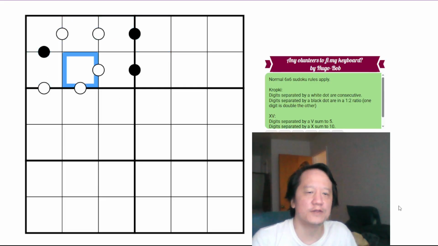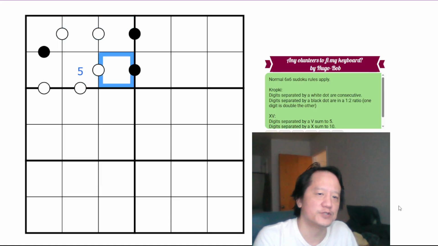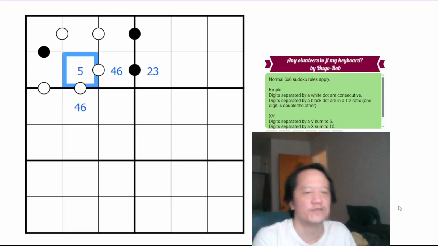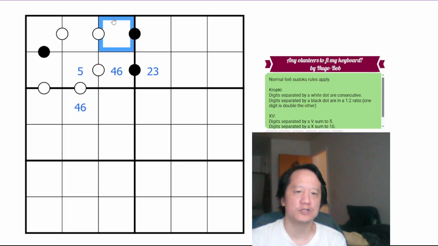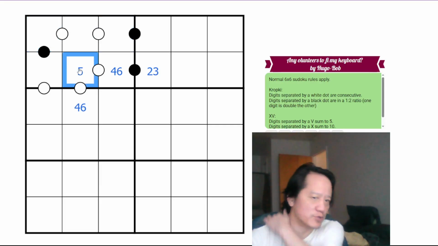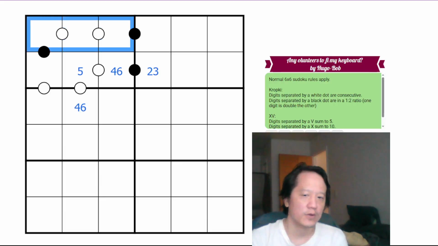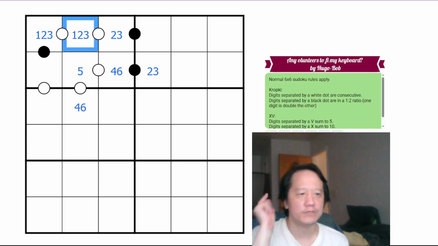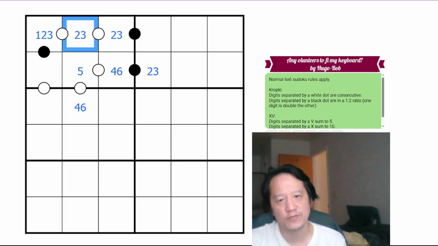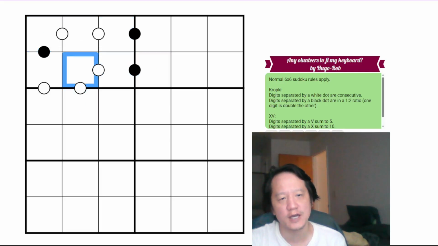So say this was 5 here. Then this would have to be 4 or 6. That would be next to 2 or 3 there. This would also be 4 or 6. Remaining digits in this box. So this is either 1, 2, 3 or 2, 3, 4 to be consecutive because we can't have a 5 here. Either way, we know 2 and 3 have to be there. Oh, 2 and 3 can never be consecutive because so this cannot work.